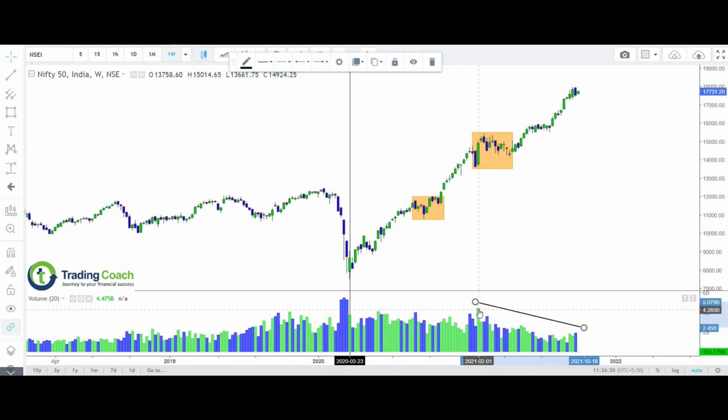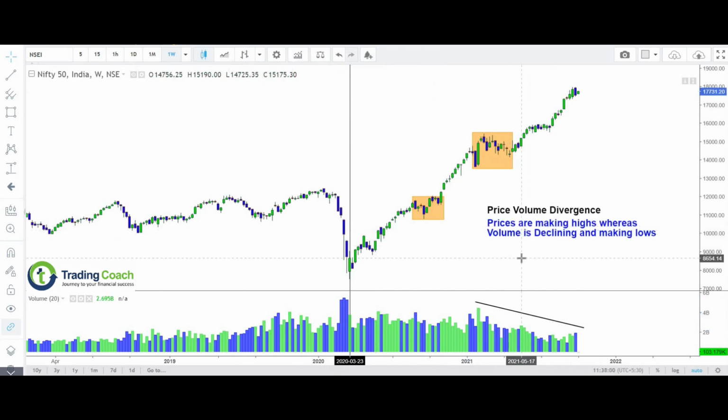Somewhere in the month of February 2021, the Nifty volume was somewhere around 5.7 billion. That is, 5.7 billion contracts were traded in the market. And right now the volume is somewhere around 1.4 billion. So there is a drastic decline in the volume, and what we see here is called price volume divergence. So let me write it down.